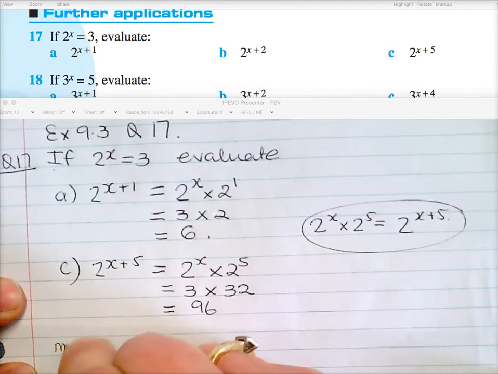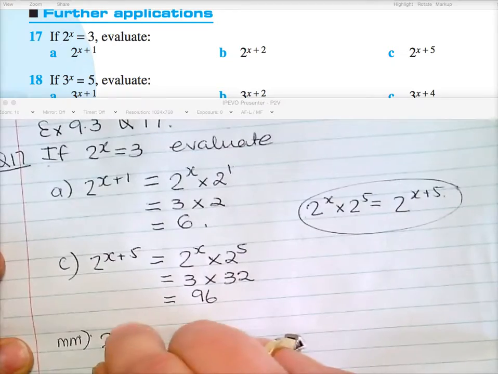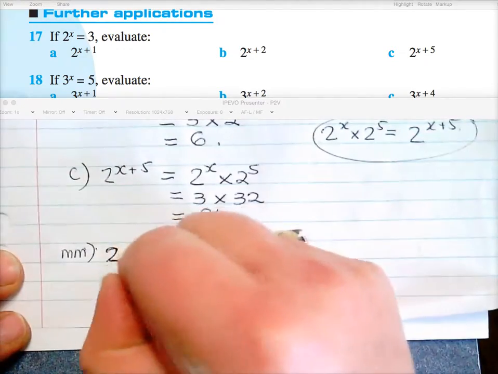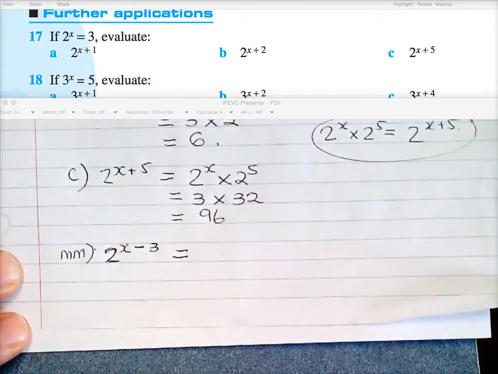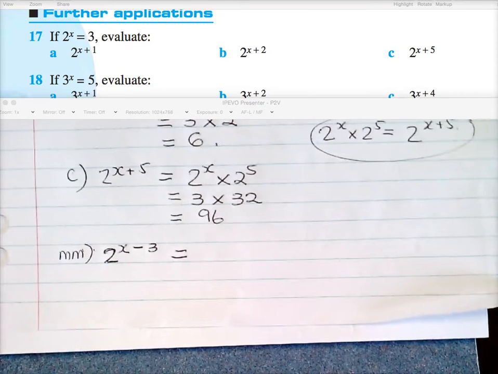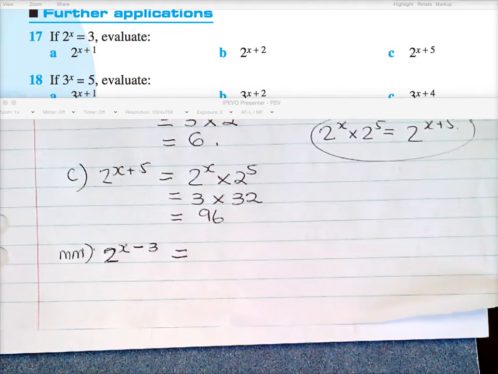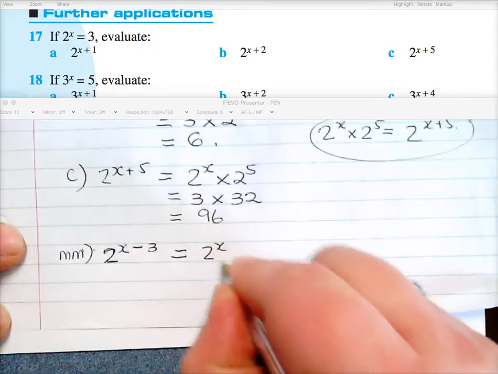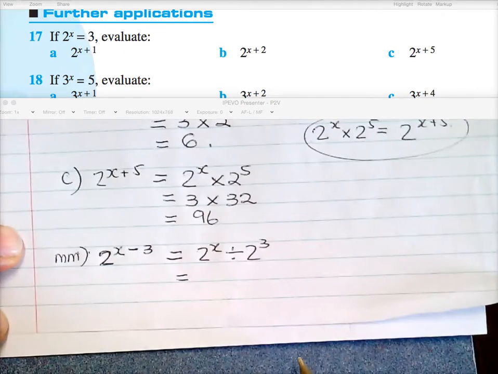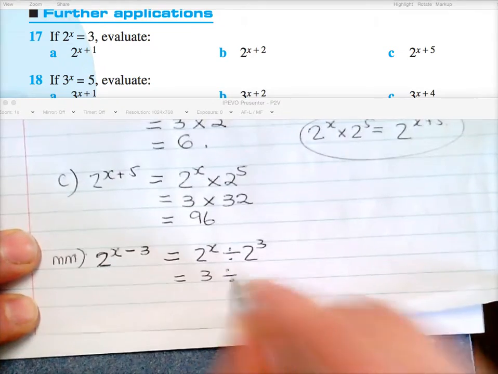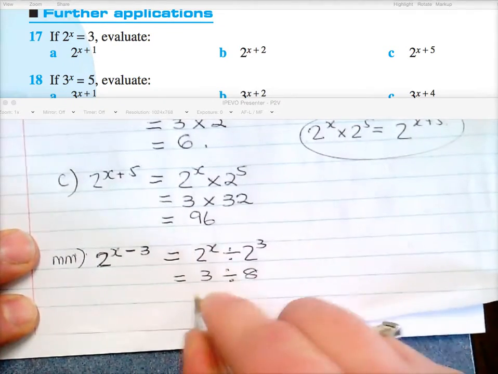My own bit: 2 to the power of x minus 3. Girls, indices have not been added this time. Indices have been subtracted. The rule for subtracting indices comes from division. So that must be 2 to the x divided by 2 to the power of 3. Now, girls, what's 2 to the power of x equal? 3. So it's 3 divided by, what's 2 cubed? 8. So your answer is 3/8.